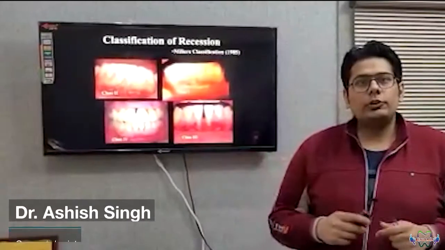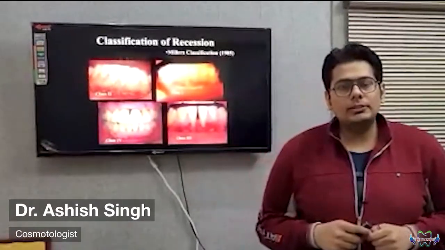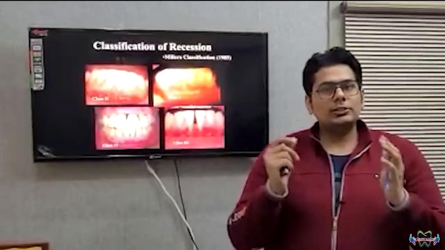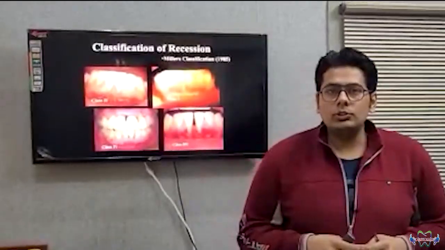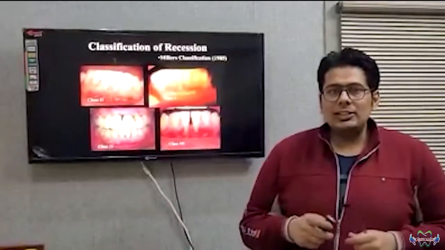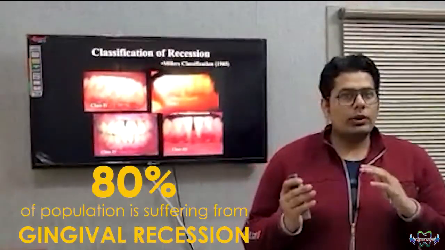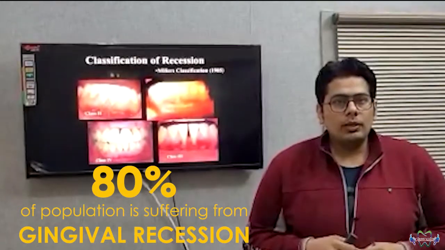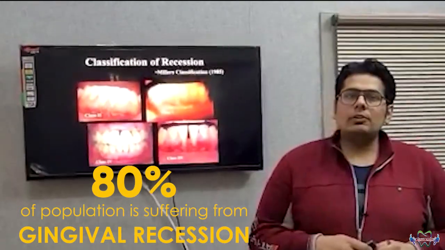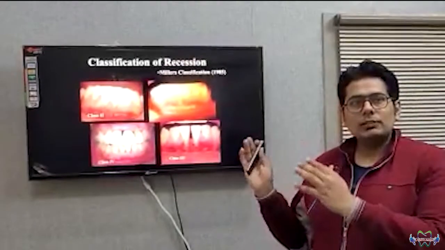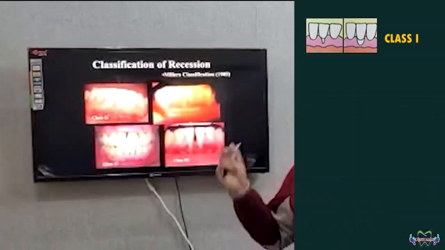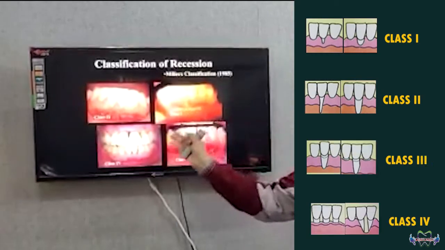So in the previous video, you saw a teaser of the ABS gingival elevator. So right now, here is complete information on what the ABS gingival elevator is and how it works. Basically, as you know, around 80% of the population suffers from a recession problem, known as gingival recession. There is a classification in which recession is divided into 4 classes: class 1, class 2, class 3 and class 4.